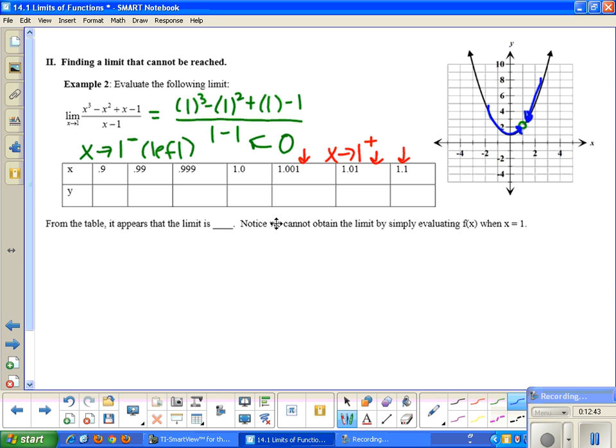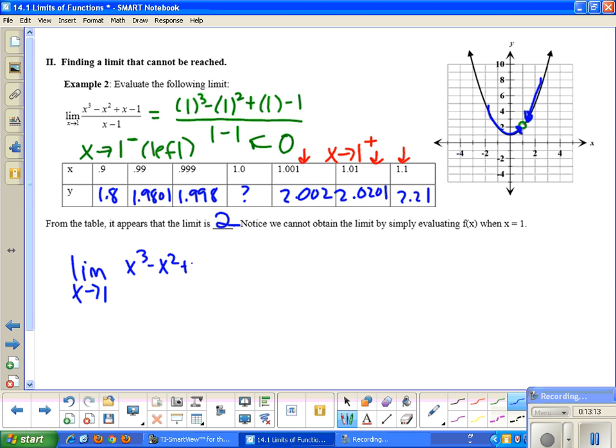So if we plug these in, we had 1.8, 1.9801, 1.998. This is what we were looking for. 2.002, 2.0201, 2.21. And we can tell, because both sides are coming close to a value of 2, that the limit appears to be 2. So I would say that the limit as x approaches 1 for this function, x cubed minus x squared plus x minus 1 over x minus 1, is equal to 2.